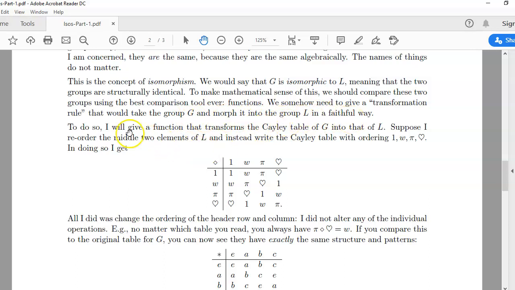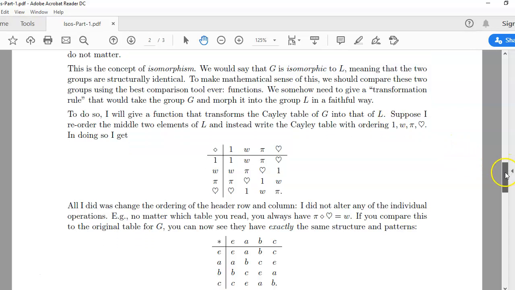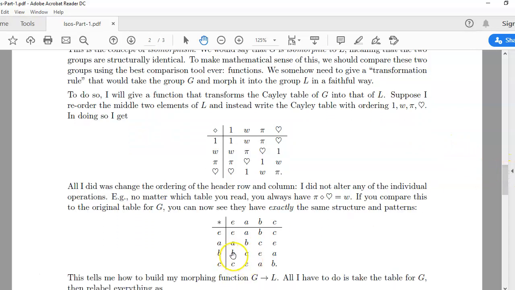So I'm going to do that by a function. Now what I'm going to do is give you a function that takes the Cayley table for G and morphs it into the Cayley table for the group L. In order to do that, I first need to rearrange L a little bit to make it look more like G. Remember, here's what G looked like. It had these B's on this subdiagonal and these trio of E's on the subdiagonal that L didn't have. Well, that's because L wasn't written in the best possible way.